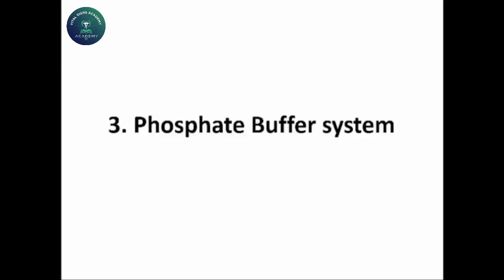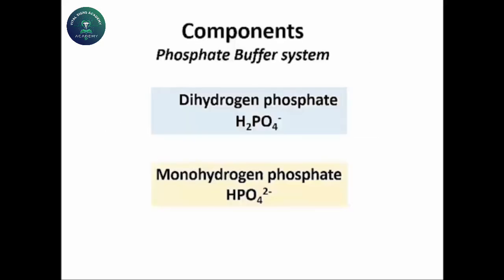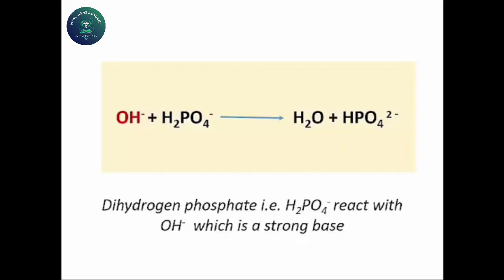The third important buffer system is the phosphate buffer system. It works in a similar manner to the carbonic acid and bicarbonate buffer system. The components of the phosphate buffer system include dihydrogen phosphate, that is H2PO4-, and monohydrogen phosphate, or HPO4-2-. Dihydrogen phosphate, that is H2PO4-, reacts with OH-. OH- is a strong base.